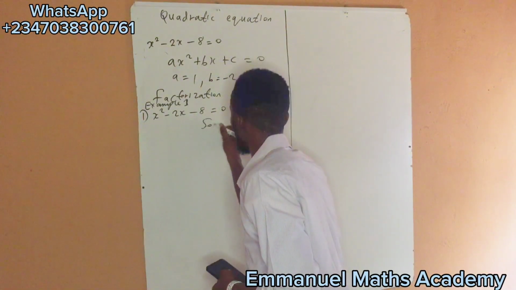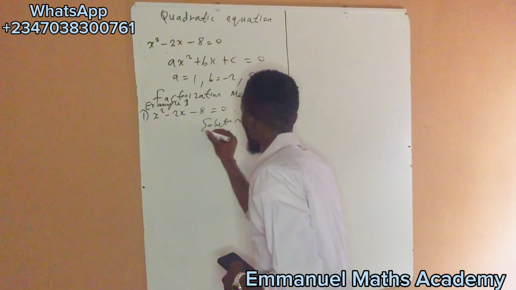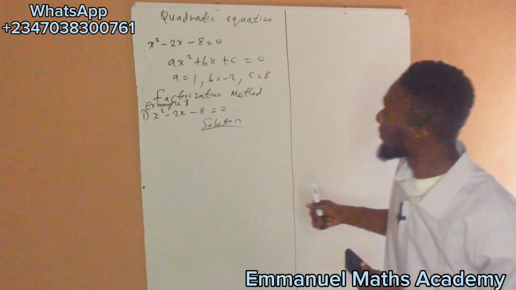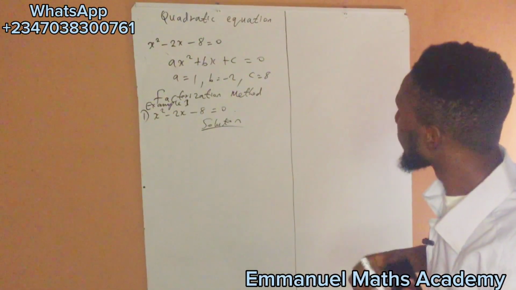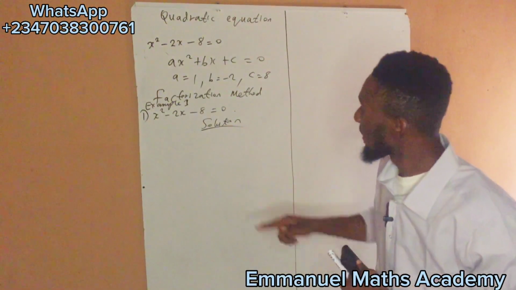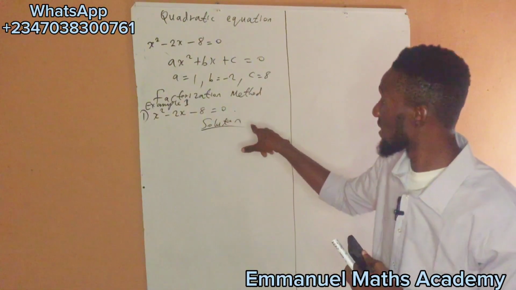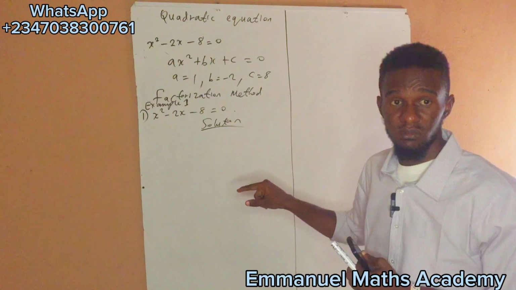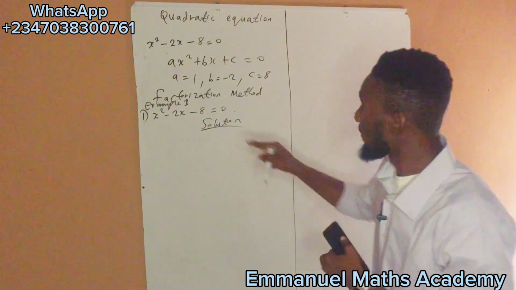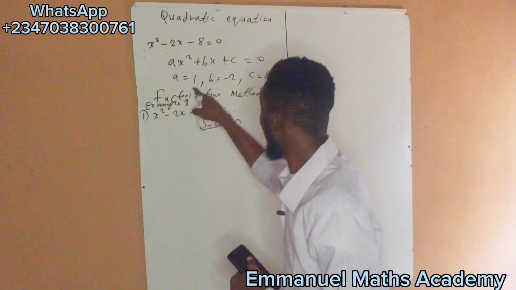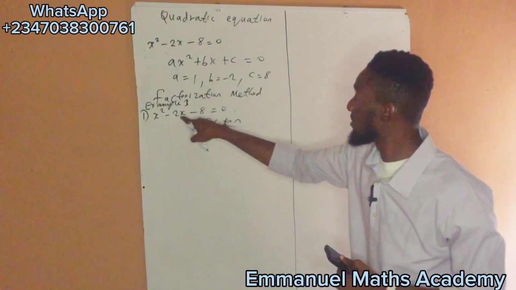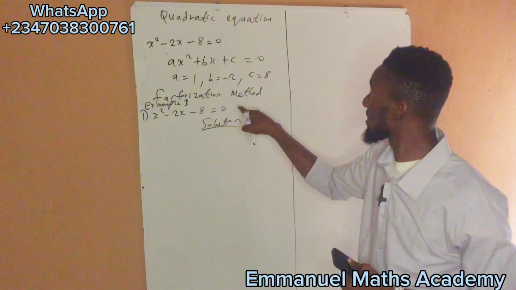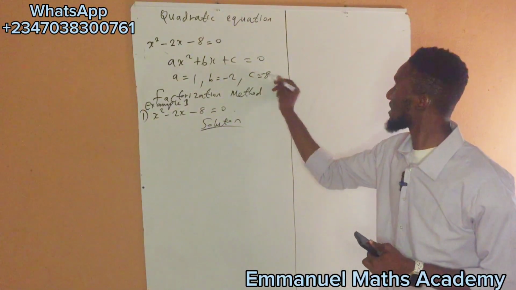Now solution. What do you do? You look for the factors of A and C, that when you add them together, you get your B. Do you get me? So now, what's our A here? Our A here is 1. Our B is minus 2. Our C is minus 8. Sorry, here it should be minus 8.